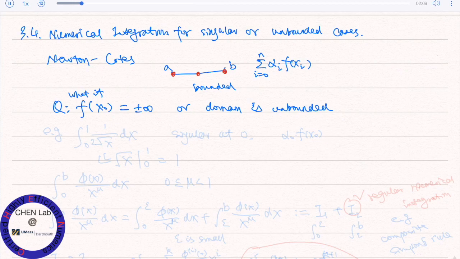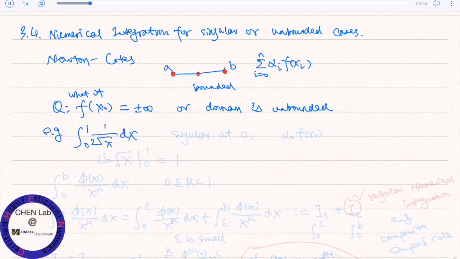So one example is that if we want to integrate from 0 to 1 of 1 over square root of x, or maybe let's multiply by 2, 1 over square root of x dx. If you were to apply Simpson's rule, for example, you would have to evaluate the function at 0, which is infinity. So you cannot really do that.